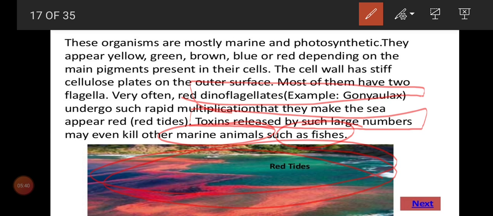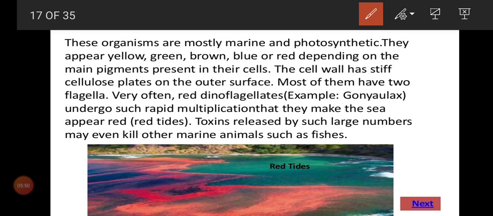Why do they need to release toxins? Because they need to safeguard themselves, they need to escape from the predators. For that they release toxins. That's all about the dinoflagellates.